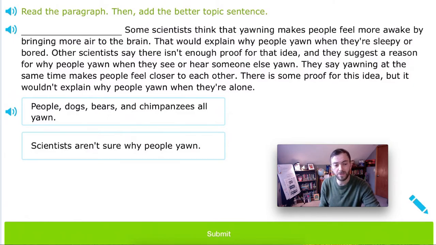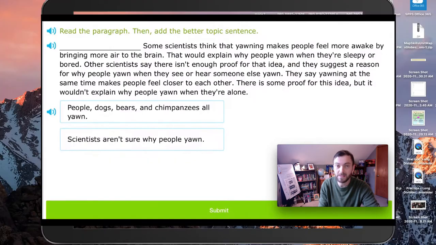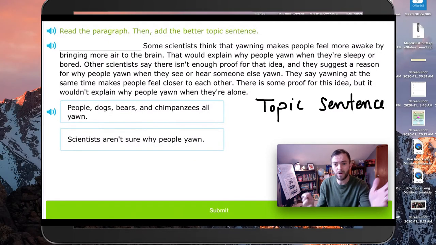Now, what we're going to do this time around is we are going to start each paragraph with something that we call a topic sentence. Now, a topic sentence tells the reader what this paragraph's going to be all about.